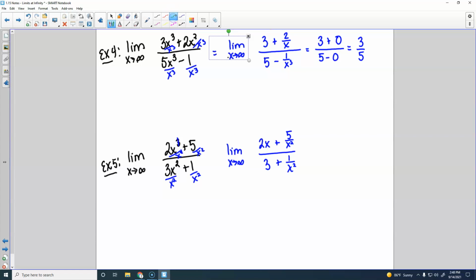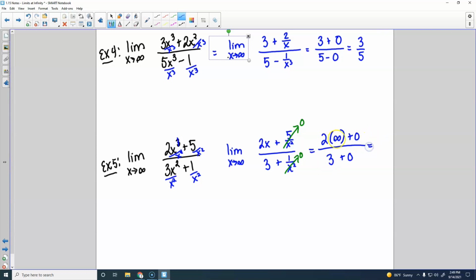So tell me about this 5 over x squared. What's it going to go to? 0. That goes to 0. What about the 1 over x squared? 0. That goes to 0. So with the infinity, it's like we're plugging in infinity. So I've got 2 times infinity plus 0 right there, and then 3 plus 0 on the bottom.